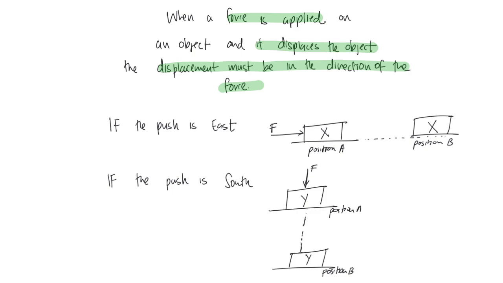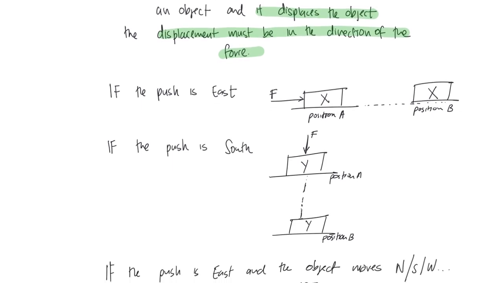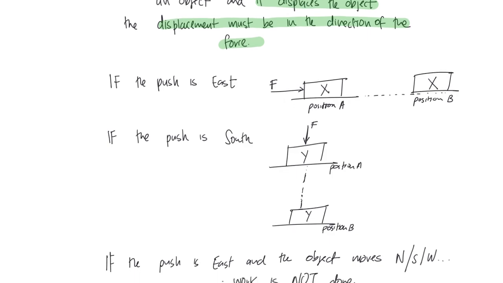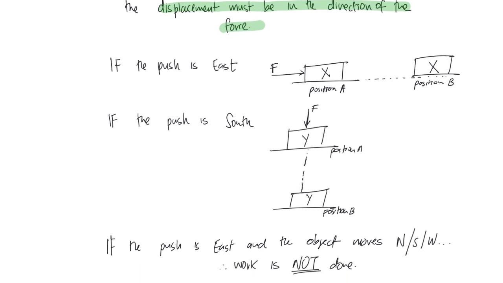Now, if you push east and the object moves north or south or west, then we say that work is not done. In that case, you need to check what forces are acting on the object. Have you used the net force? Is it the correct net force? But those two things, the force and the direction of the displacement, must be in the exact same direction. They must share the same direction.